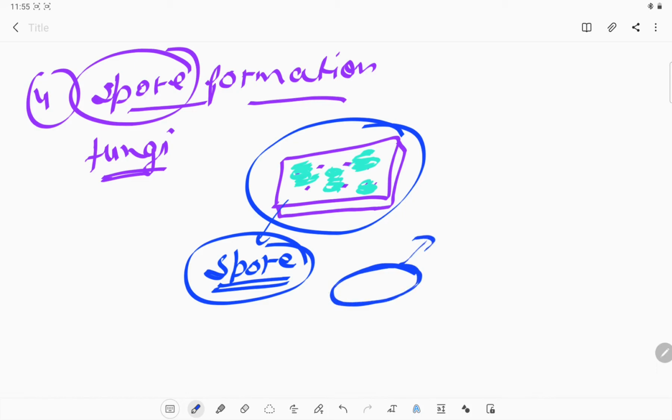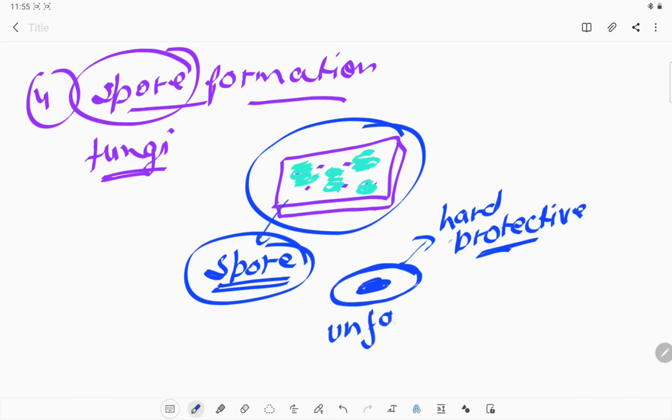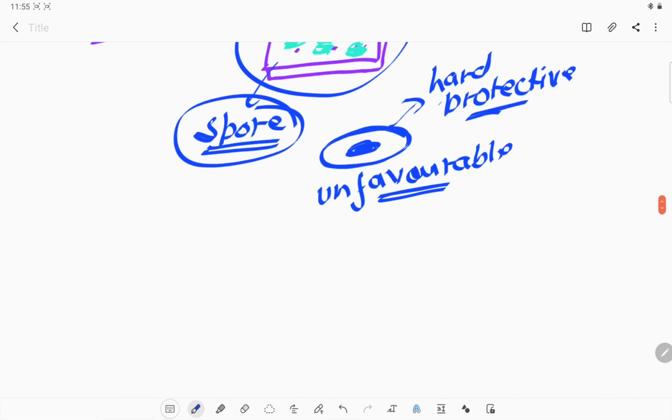Okay, so there is a hard protective coating over these spores, so that if the condition is not favorable for the spores, they will not germinate. In unfavorable condition, that condition which is not good for them to grow, they will develop a hard protective covering.